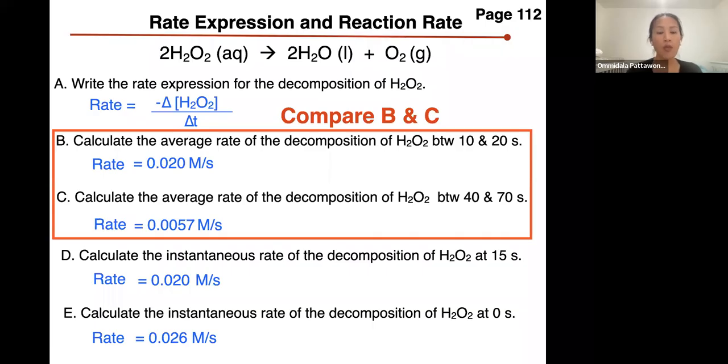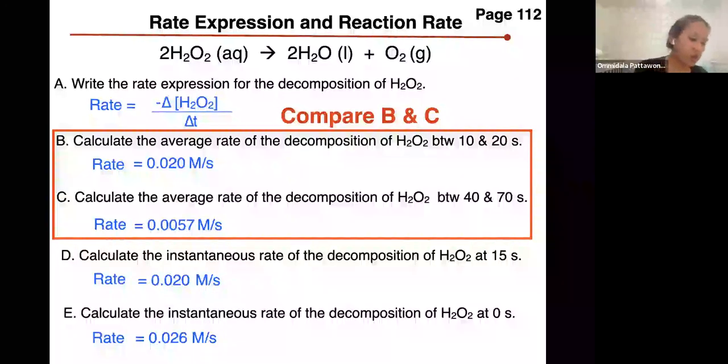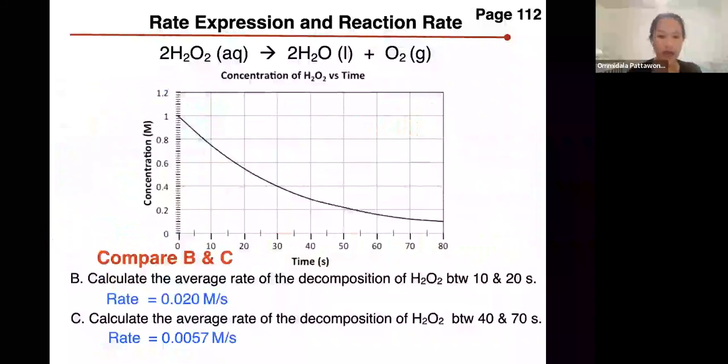Before we move on, I want to compare something. I want you to look at the answers from B and C. When you're looking at B and C, you will see that the rates between these two time ranges are different. They are not the same. Even though it is the same reaction, the rate is not the same at different times. I'm still comparing B and C.